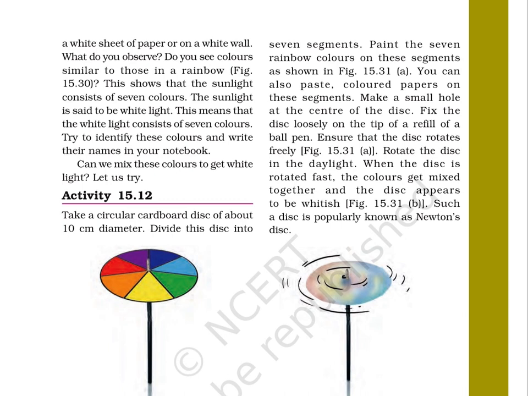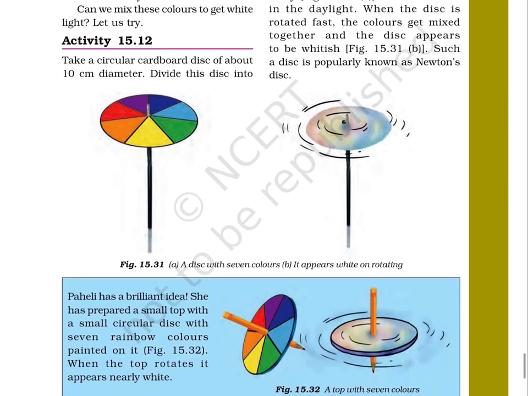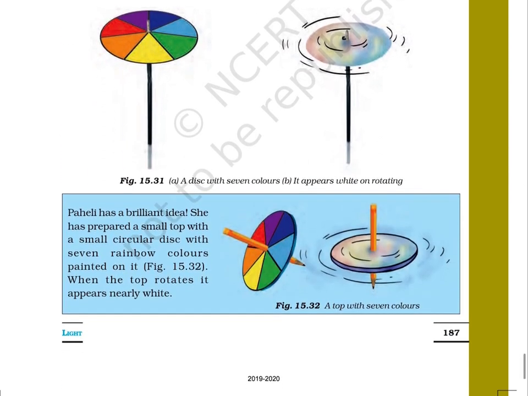Make a small hole at the center of the disc. Fix the disc loosely on the tip of a refill of a ball pen. Ensure that the disc rotates freely. You can observe this in figure 15.31a. Rotate the disc in the daylight. When the disc is rotated fast, the colors get mixed together and the disc appears to be whitish. You can observe this in figure 15.31b. Such a disc is popularly known as Newton's disc.